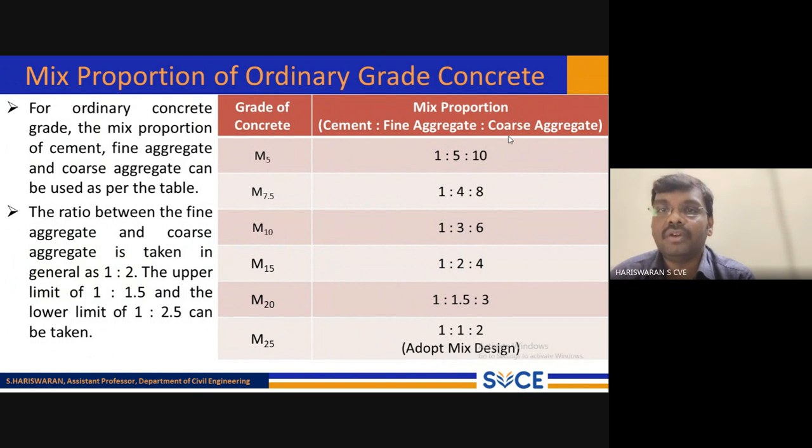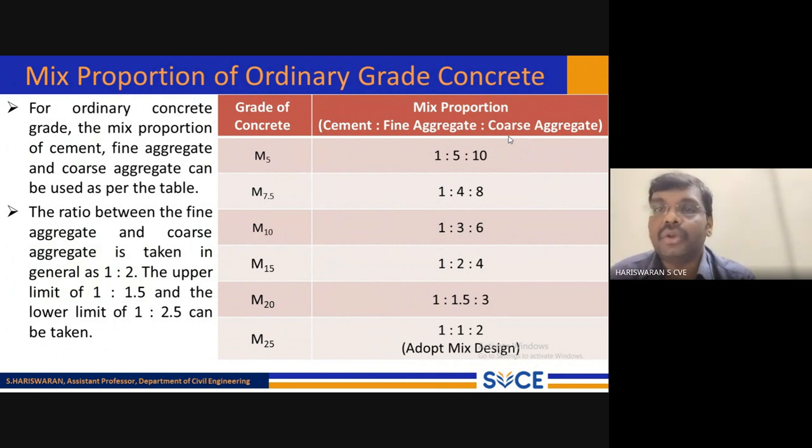If I go for M5 concrete, M5 being the grade of concrete I'm going to use, I can go for 1:5:10. 1 represents 1 kg of cement, 5 represents 5 kg of sand, 10 represents 10 kg of coarse aggregate. If I go for this proportion with the proper water cement ratio, I will get a compression strength of the concrete of around 5 Newton per mm square. That is what M5 is. This proportion is maintained the same for all conditions. Then after M15 or M20, up to M20, we are supposed to make use of the normal proportion suggested in the slide.